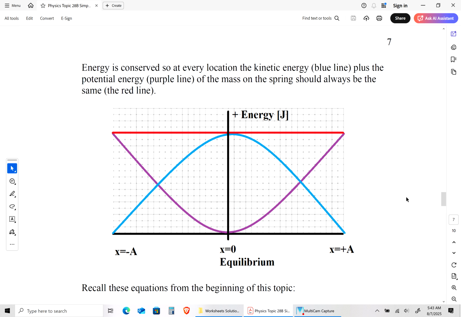Energy is conserved, so at every location the kinetic energy plus the potential energy on the mass of the spring should always be the same, which is the red line. So if this is x equals plus a on the right, x equals minus a on the left, and it's always oscillating between plus a and minus a, this is what the potential energy curve, kinetic energy curve, total energy curve look like.